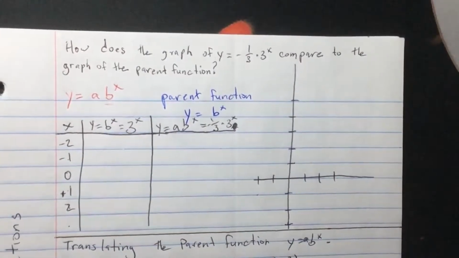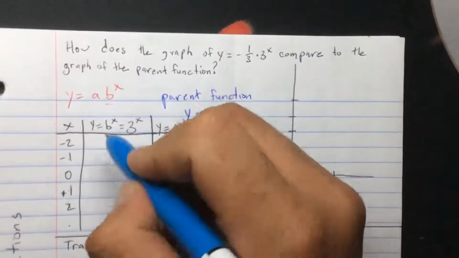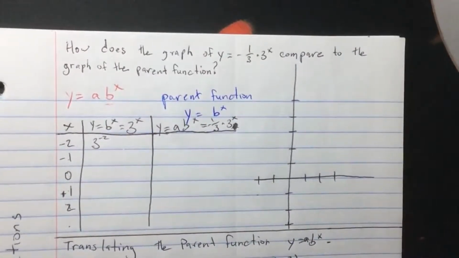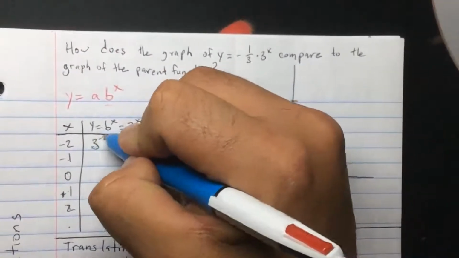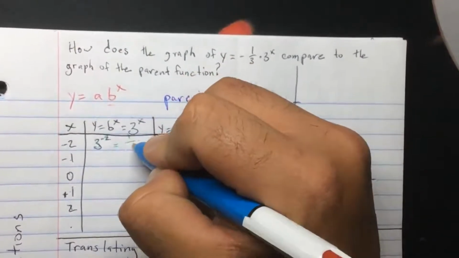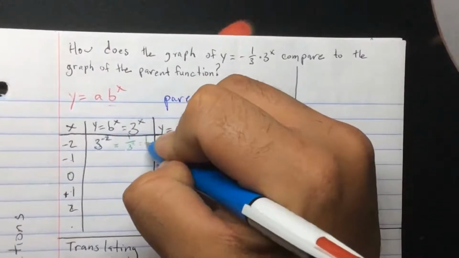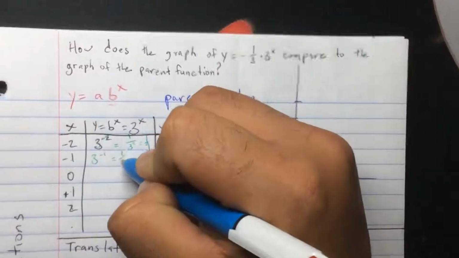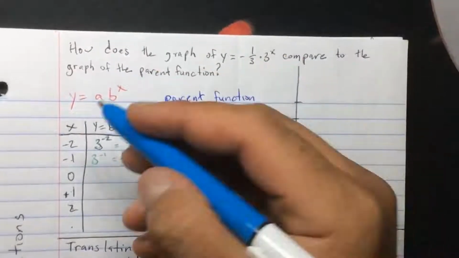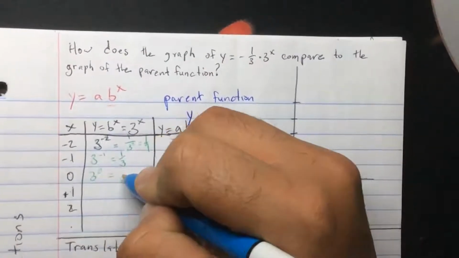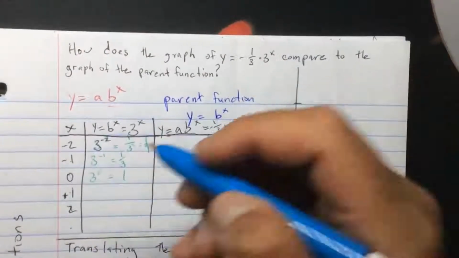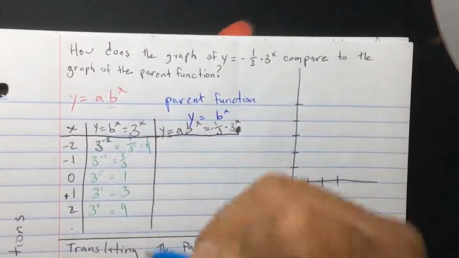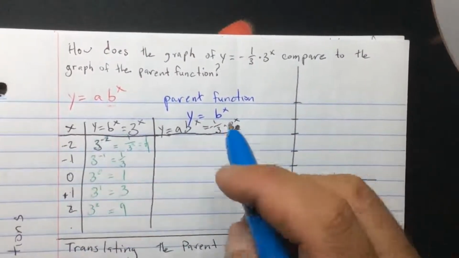All right. So the first one is 3 to the x, so it'd be 3 to the -2. Let's do it in green. So 3 to the -2 ends up being 1/3 squared, which is equal to 1/9. We have 3 to the -1, which is 1/3. 3 to the 0 is equal to 1. Anything to the 0 is equal to 1. 3 to the 1 is equal to 3, and 3 squared is equal to 9. So this is our parent function, so we're going to graph that in green.